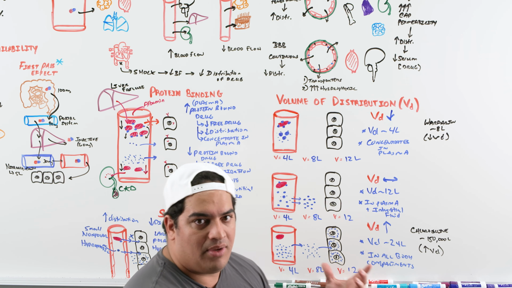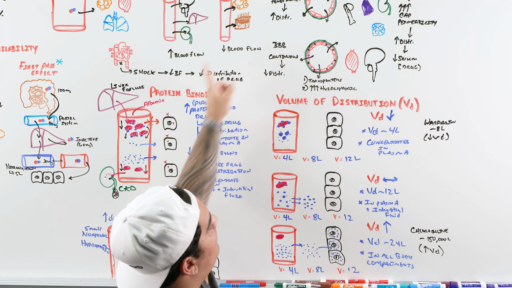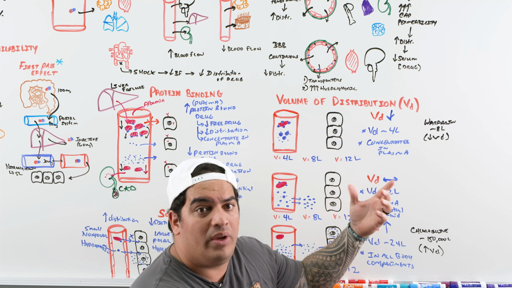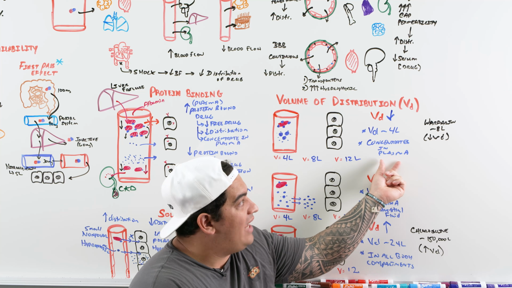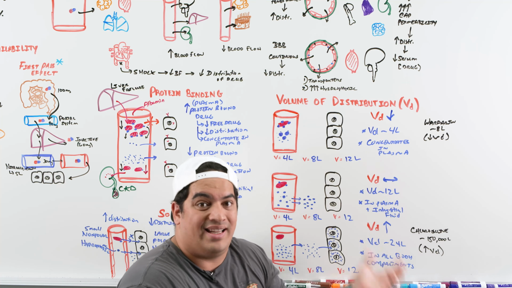So this is the big concept to understand. Again, volume of distribution is dependent upon a lot of this stuff that we just talked about. And whenever we give particular drugs, we want them to have a volume of distribution, again, particularly depending upon what area we're trying to get them to work in.